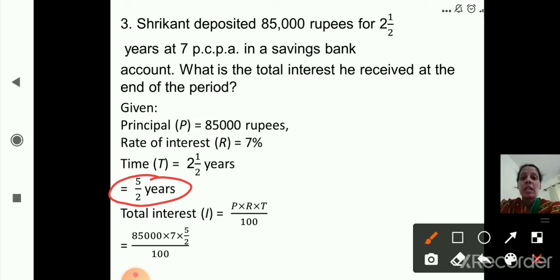Now let's start. Total interest is equal to P into R into T upon 100. First we'll find out total interest. P into R into T upon 100. So P is what? 85,000. R is given 7 and T is 5 upon 2, right? So we will write it here 5 upon 2 upon 100.